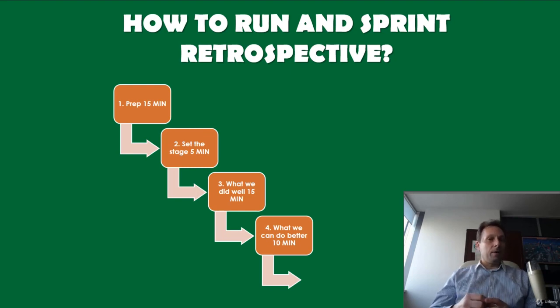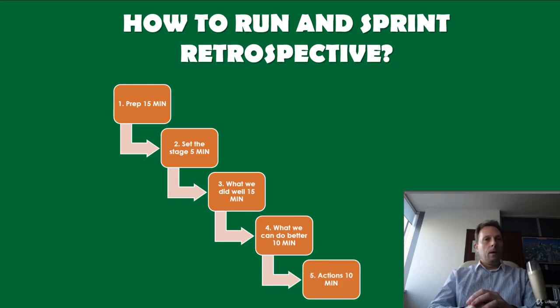What we can do better? Just 10 minutes for this activity. Have everyone write down what they think can be improved. One idea per note. Post the notes and group similar or duplicate ideas together and discuss each one as a team. And actions. 10 minutes for this activity. Have everyone brainstorm actions that can be taken to improve problem areas. One idea per note. Post the notes and group similar or duplicate ideas. Discuss each idea as a team and assign owners to these actions and due dates as necessary.